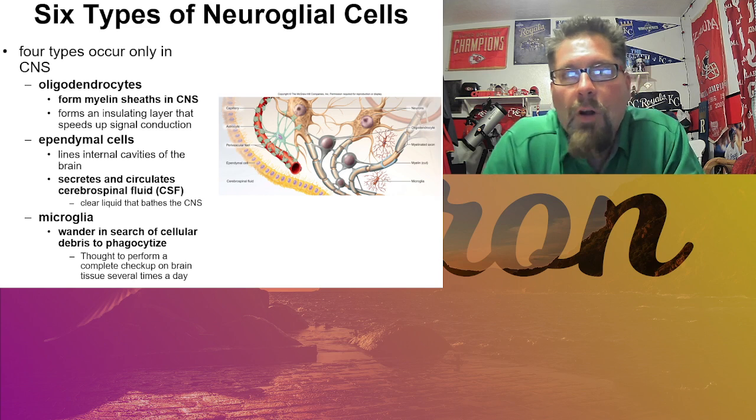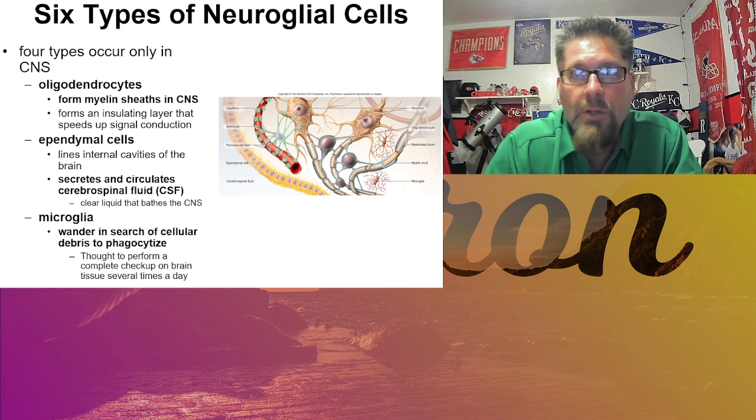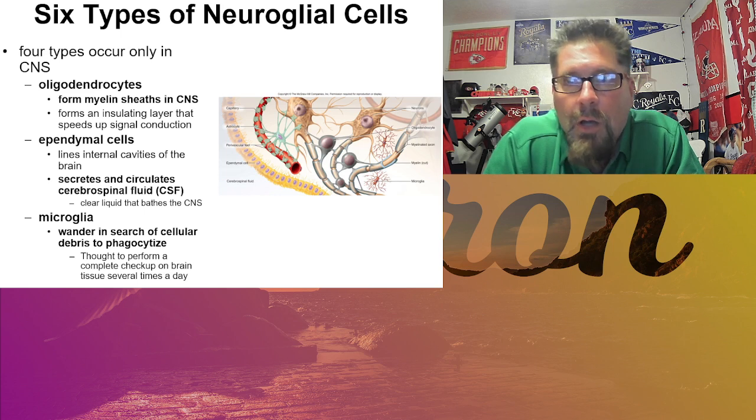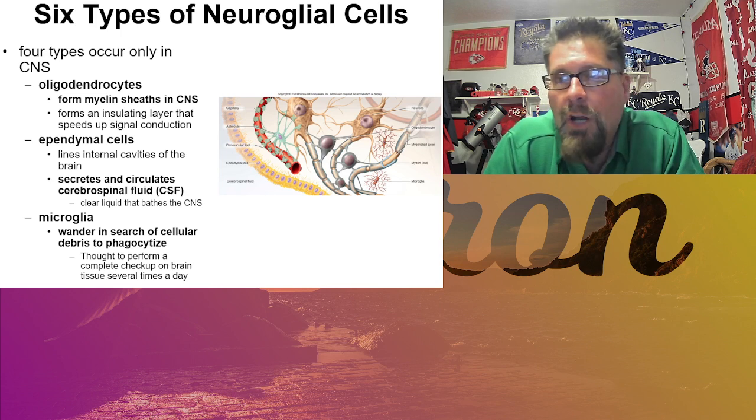Alright, as I mentioned, there are 6 types. 4 of them are only found in the CNS, and 2 of them are only found in the PNS. So it'll be up to you to get those 2 groups memorized, and of course the functions and everything that they do. Now this picture beside me is pretty small, but it is in your PowerPoint and certainly in your book. There's a larger version on the next slide, but we're going to try to point these out.